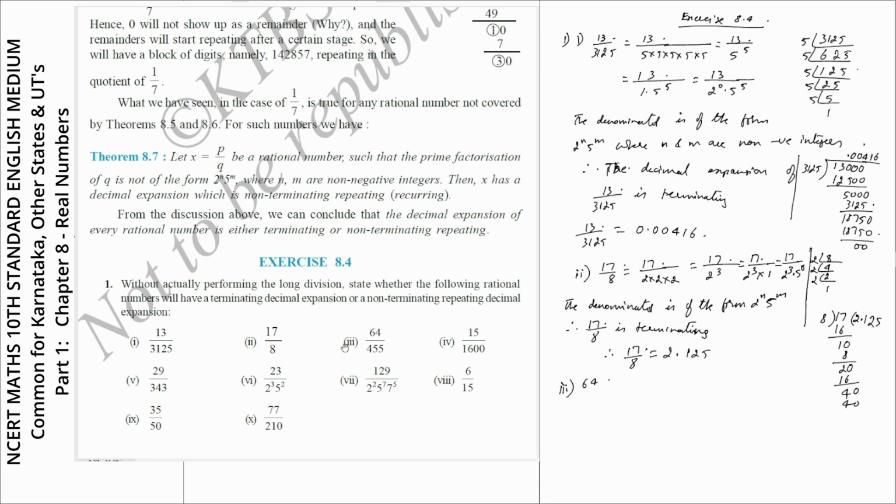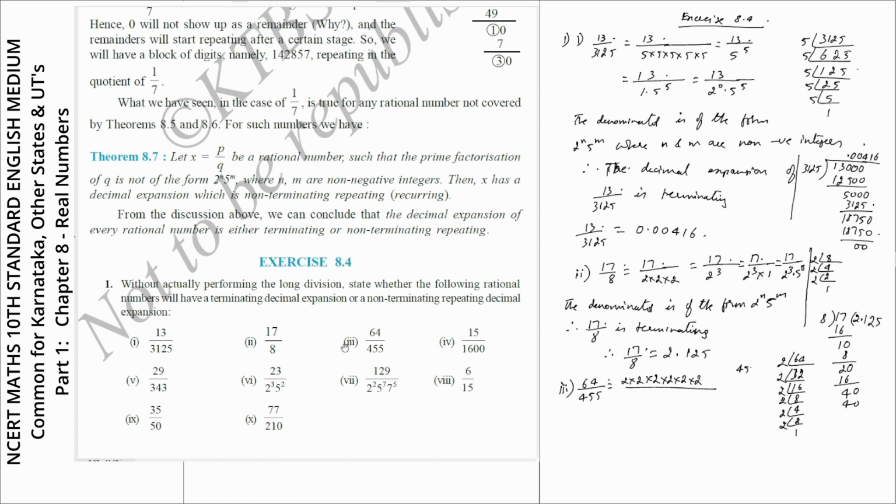So third sub question, it is 64 by 455. So 64 can be factorized. So 64 divided by 2. 2 32s are 64. Then half of 32 is 16. Then half of 16 is 8. Half of 8 is 4. Half of 4 is 2. Then 2 ones are 2. So 2 into 2, 1 2 3 4 5 6. 2 into 2 into 2 into 2 into 2 into 2 divided by 455.